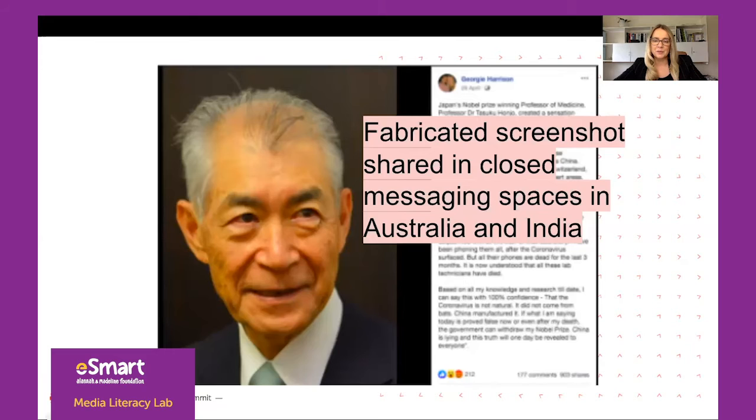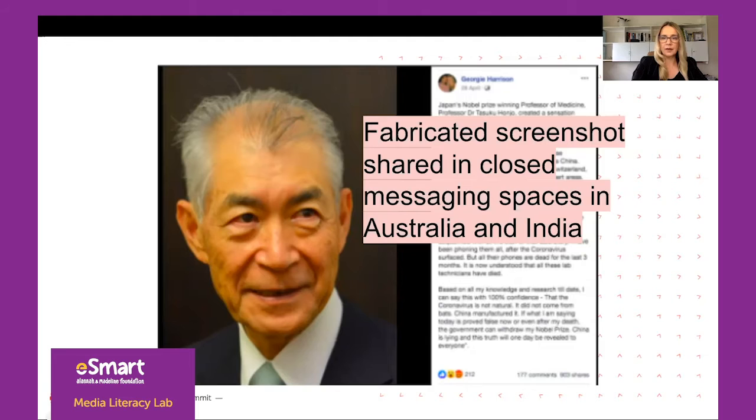bit of information that was being shared on WhatsApp, and it was saying fairly early on in the pandemic last year that Professor Honjo, who is a professor of medicine, a Nobel Award-winning laureate, was saying that the coronavirus was man-made in a lab. Okay, so completely unproven, and it had a fabricated screenshot that was shared in the closed messaging spaces. It went throughout Australia and India.